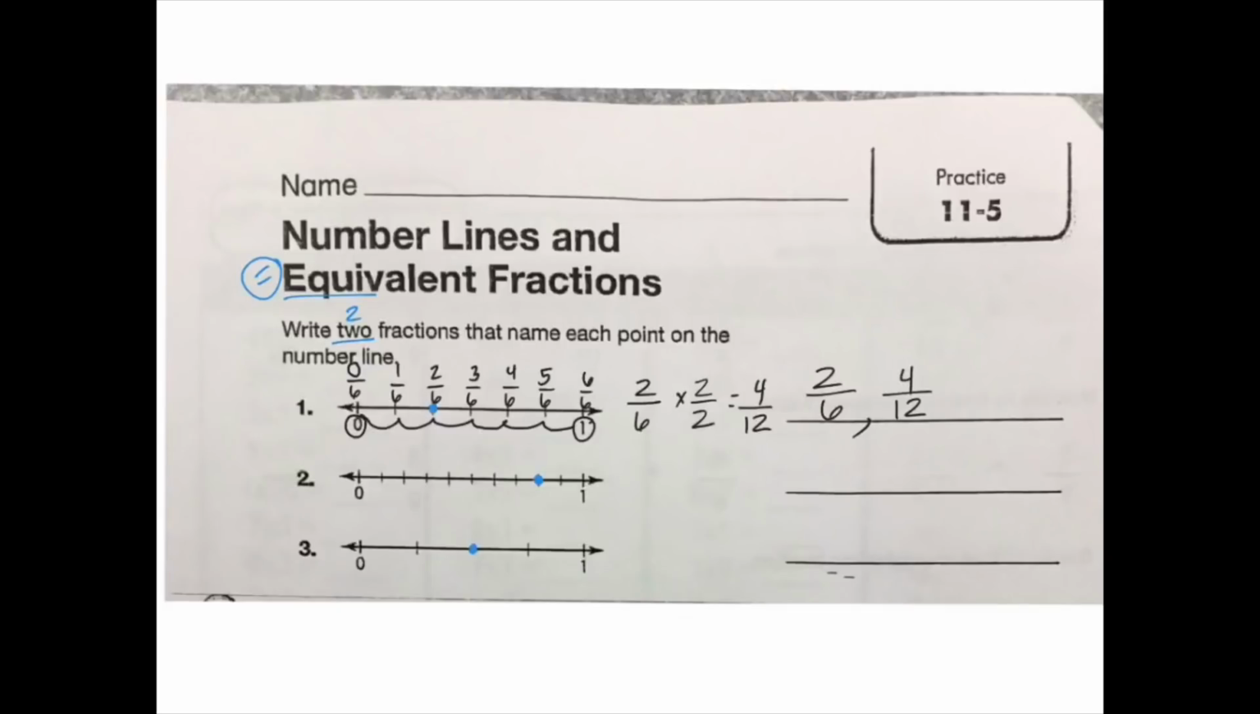Let's try it again on number 2. First, circle the wholes, 0 and 1. All of the points on my number line are between 0 and 1. Now I'm going to count to find my denominator on the bottom in a low voice. 1, 2, 3, 4, 5, 6, 7, 8, 9, 10. So my denominator is going to be 10.